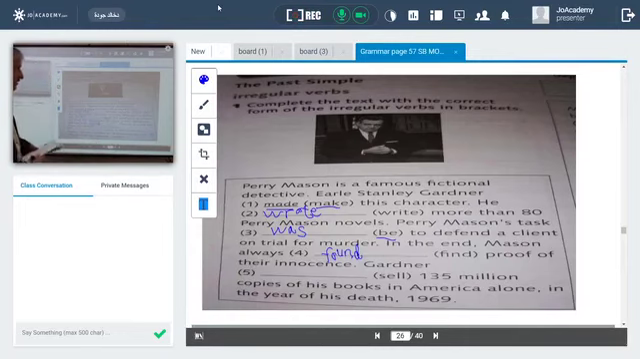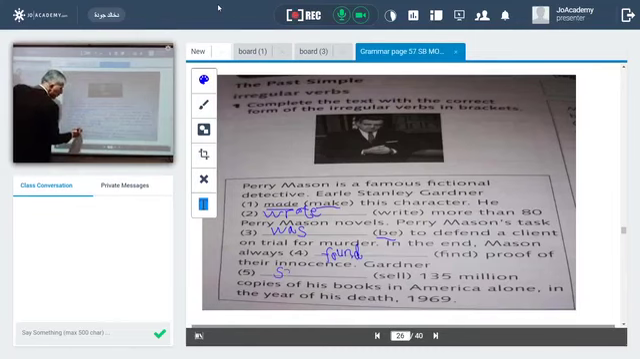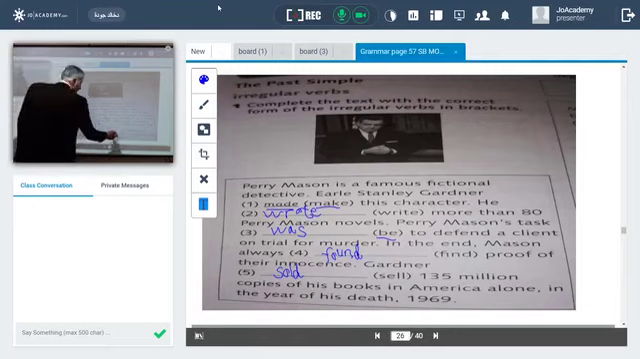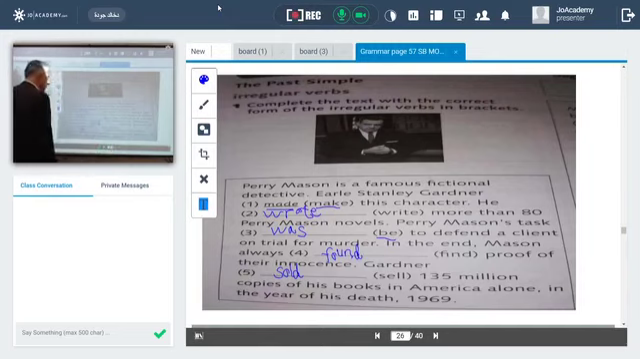Gardiner, we have the verb sell. It becomes sold. Sold 135 million copies of his books in America alone. In America alone, he sold how many? He sold 135 million copies of his books in America alone. In the year of his death, he died in 1969.